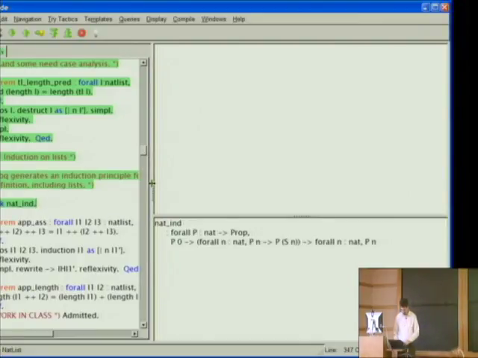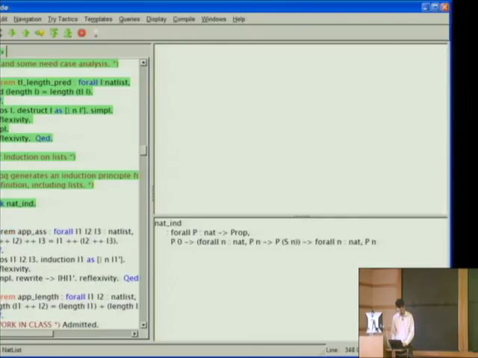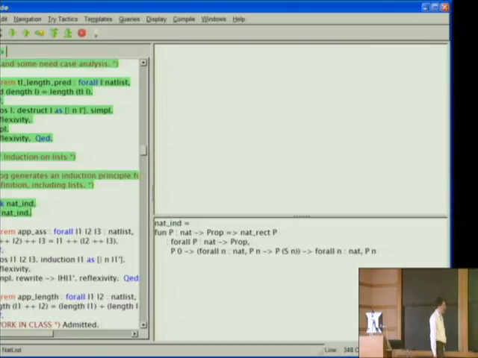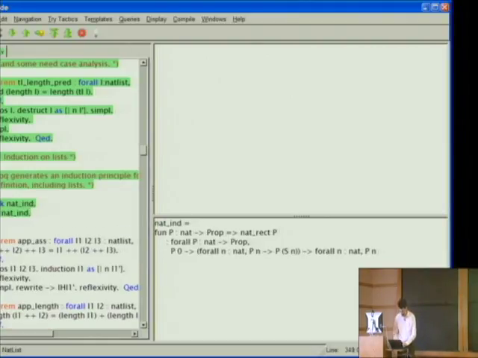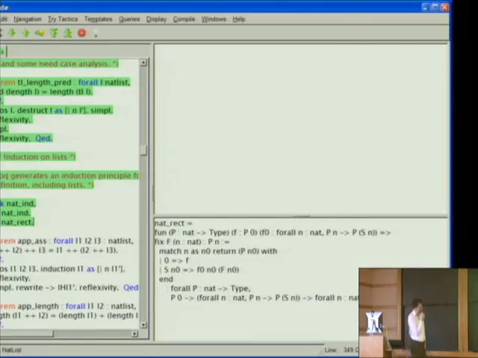Well, Coq generates this induction principle because, in fact, here's a proof of nat ind as a term. Here's the term. It's not a very interesting term. It's lambda p dot nat_rect t of p, so I should print nat_rect t. This is pretty horrible.